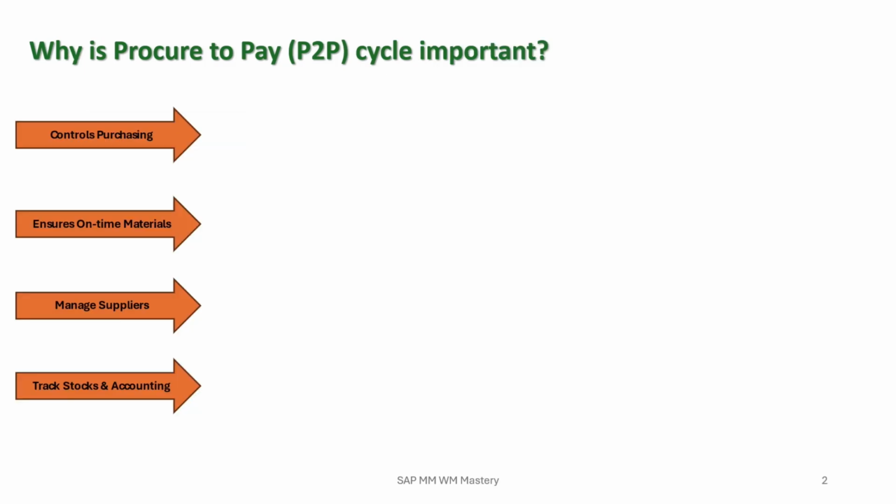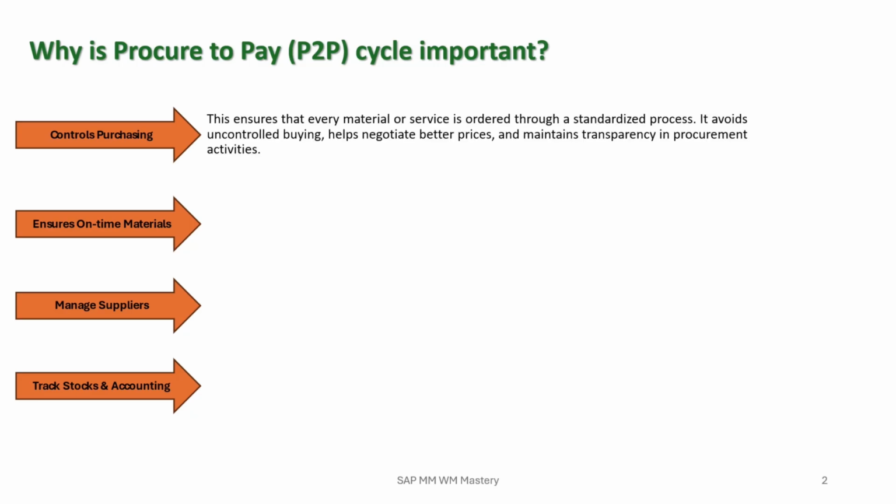Now let's see why the procurement cycle is important. The very first usage of the procurement cycle is that it controls purchasing. This ensures that every material or service is ordered through a standard process. Just now we discussed the process: the very first thing is the requirement, the second thing we create the purchase order, then we do the goods receipt, then we do the invoice verification. It avoids uncontrolled buying, helps negotiate better prices, and maintains transparency in procurement activities.